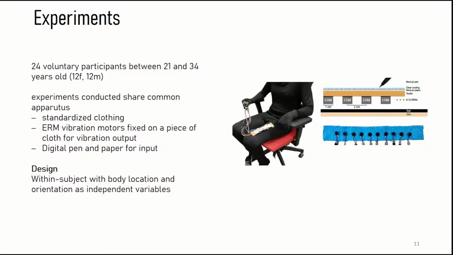For the experiments, we had shared participants and apparatus. We recruited 24 voluntary participants between 21 and 34 years old. 12 of them were female, 12 of them were male. The standardized clothing used in our experiments was to avoid the clothing having an influence on the perception of the participants. We used ERM vibration motors fixed on a piece of cloth for vibration output.